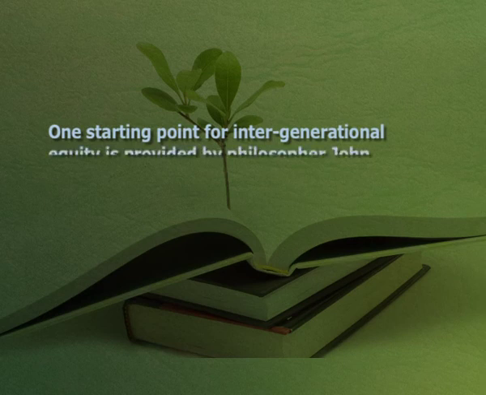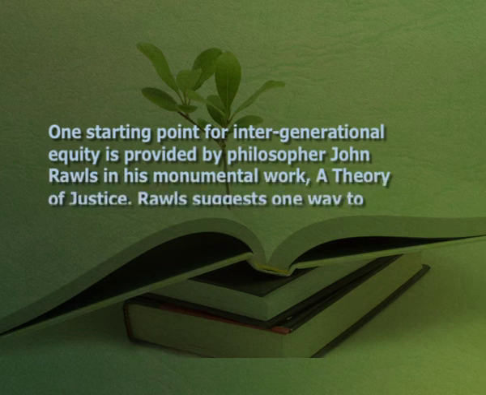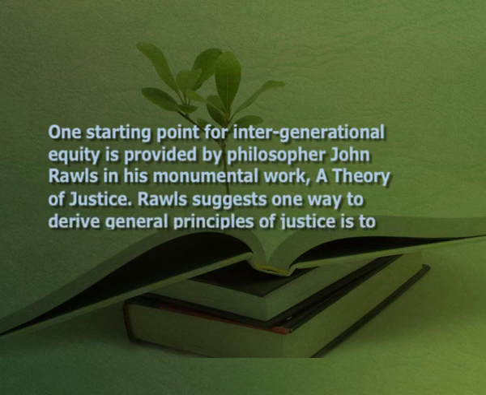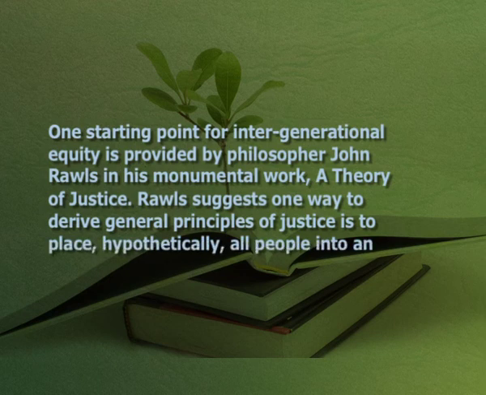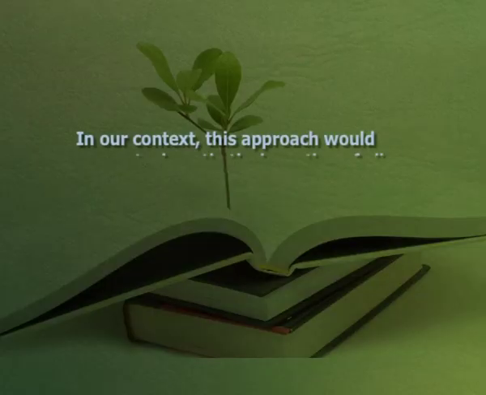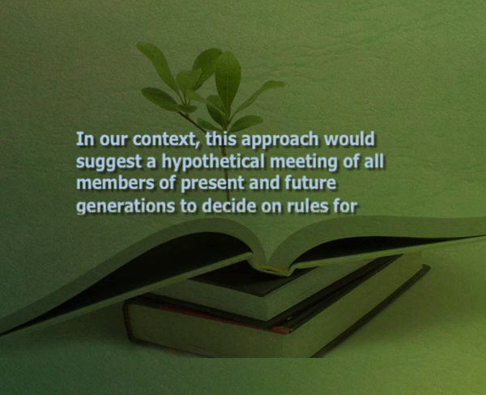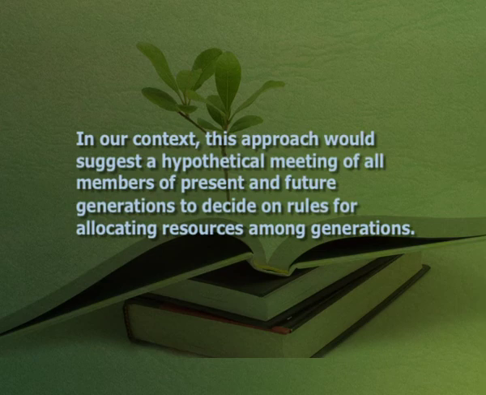One starting point for intergenerational equity is provided by philosopher John Rawls in his monumental work A Theory of Justice. Rawls suggests one way to derive general principles of justice is to place hypothetically all people into an original position behind a veil of ignorance. This veil of ignorance would prevent them from knowing their eventual position in society. Once behind this veil, people would decide on rules to govern the society that they would, after the decision, be forced to inhabit. In our context, this approach would suggest a hypothetical meeting of all members of present and future generations to decide on rules for allocating resources among generations.